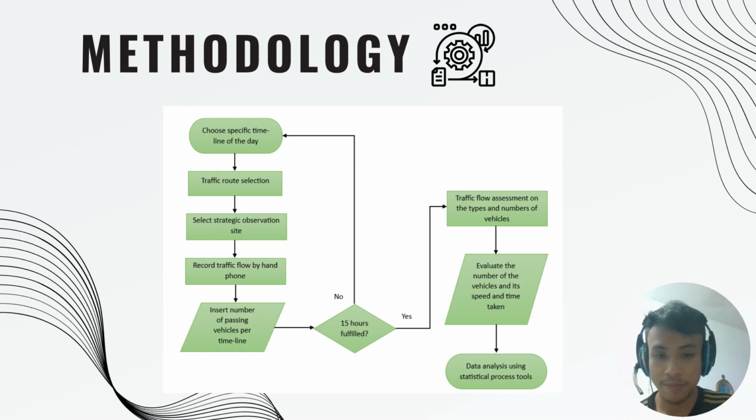manually determined. As for the decision making part, if the survey hasn't reached 15 hours yet, the previous actions will be repeated. If it has reached 15 hours, the traffic flow assessment will be conducted based on the types and number of vehicles. After that, the number of vehicles and their speed, as time taken, are evaluated. Last but not least, the data analysis will be conducted using statistical process tools such as control charts, histogram, and Pareto diagram.